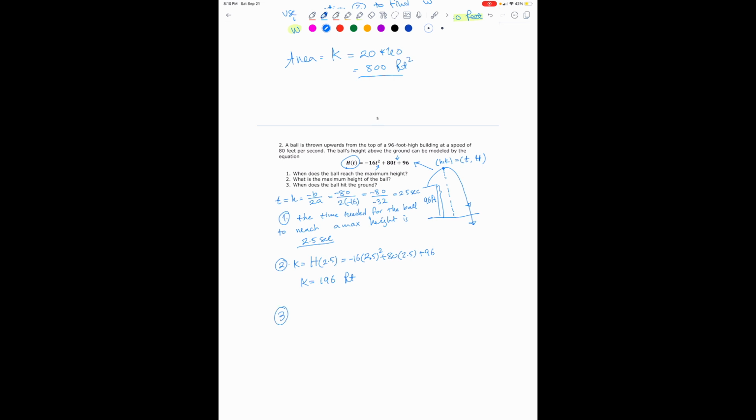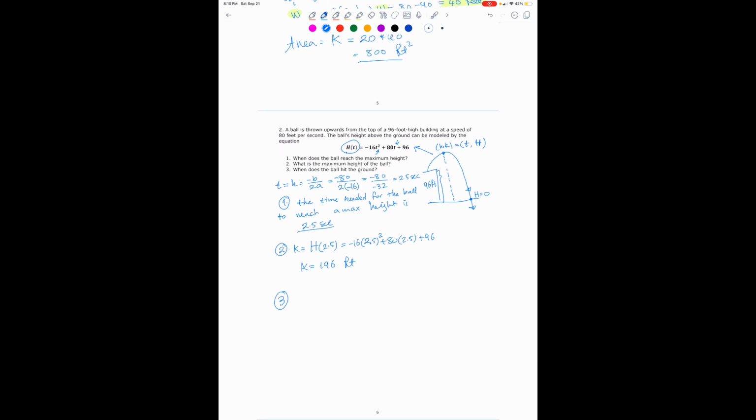And then the last one, number 3. When does the ball hit the ground? The ball is going to hit the ground at this point right here where the height is equal to 0. So where the height is equal to 0, the ball is going to hit the ground. So that is what we're going to do. We're going to replace h of t with 0. So we're going to have 0 equals negative 16t squared plus 80t plus 96. And then you're going to solve this quadratic equation using your favorite method. I would prefer the quadratic formula here, because the numbers are big.